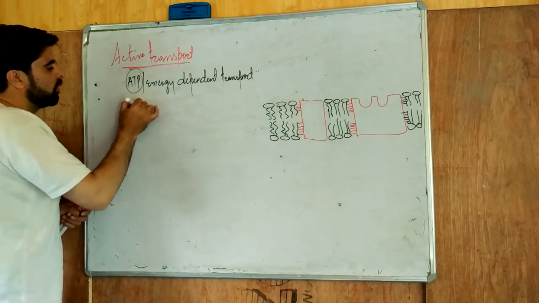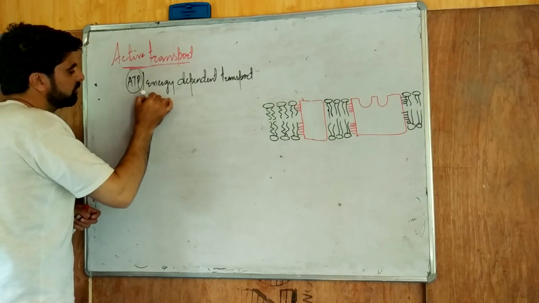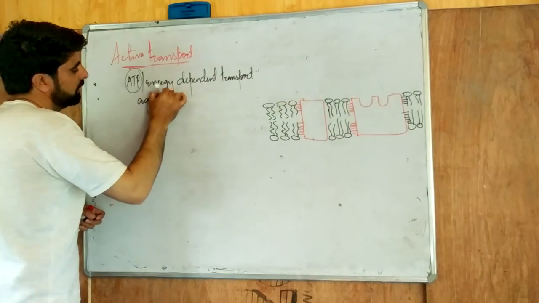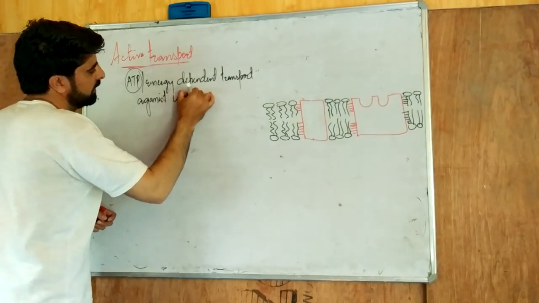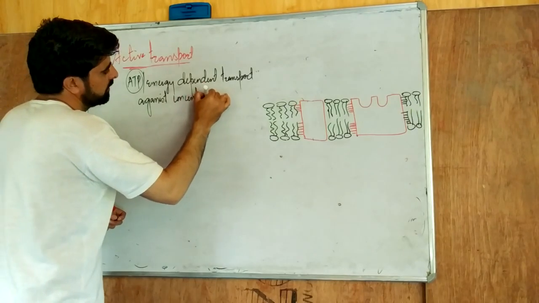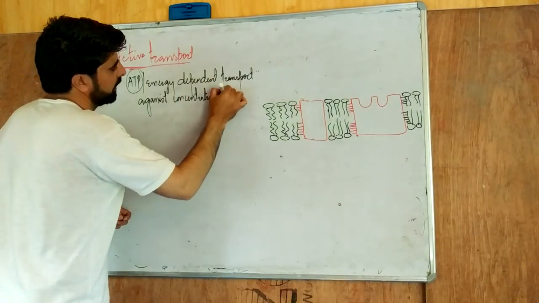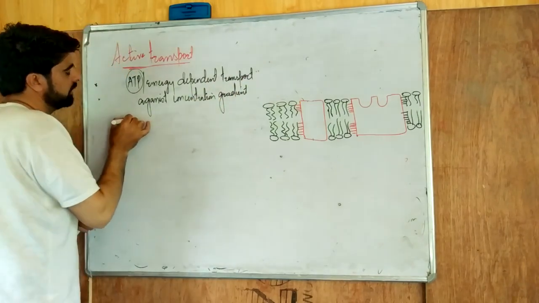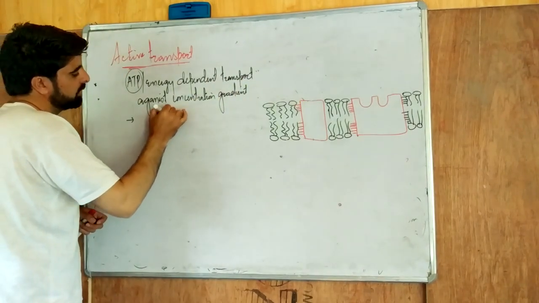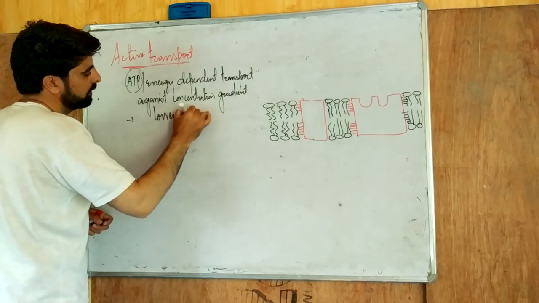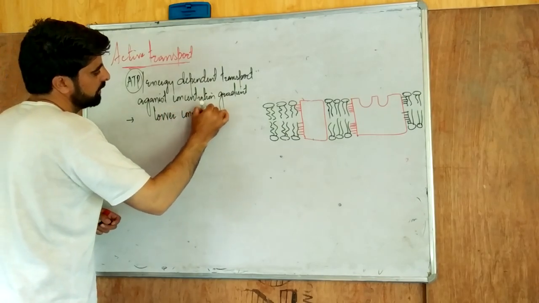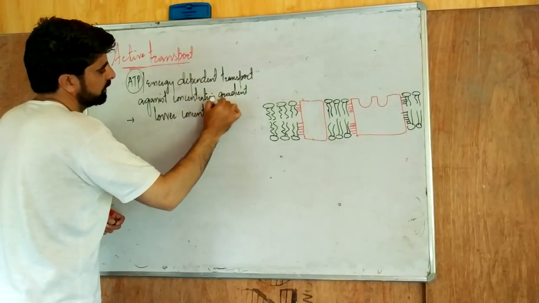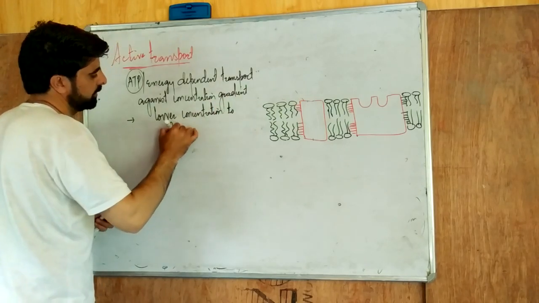Second thing, it occurs against the concentration gradient. That means it occurs from lower concentration to higher concentration.